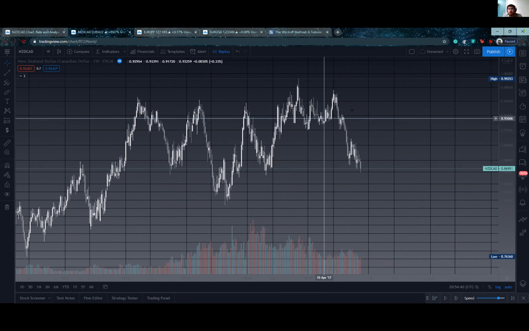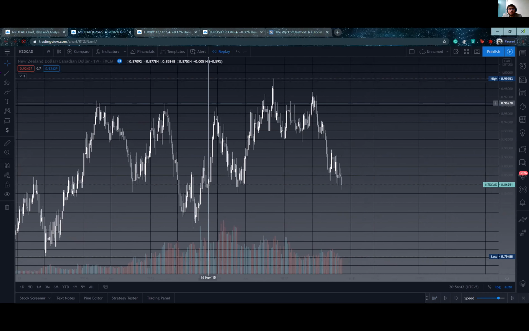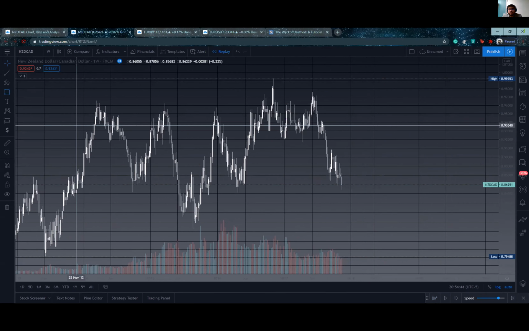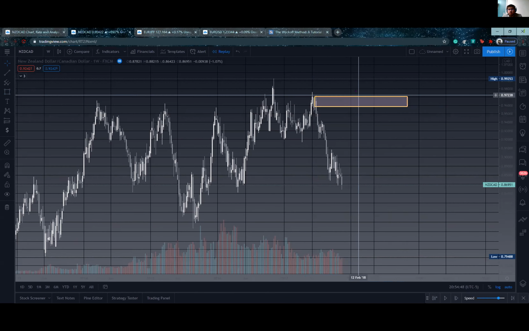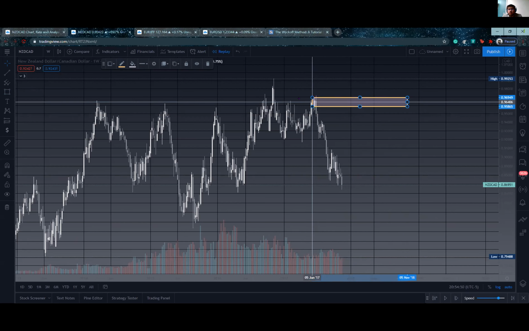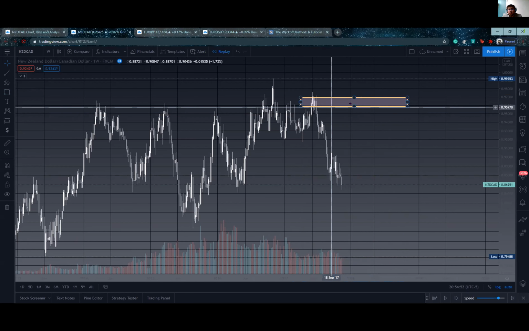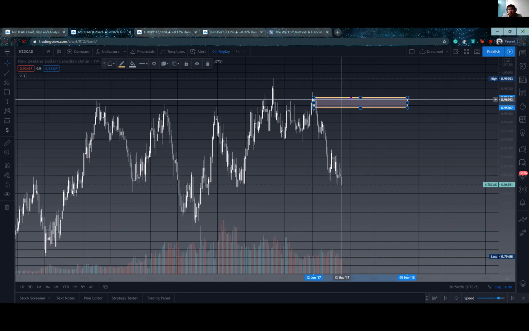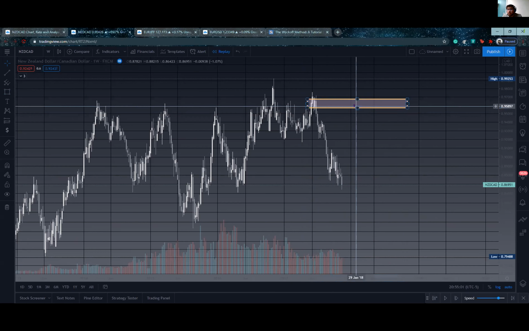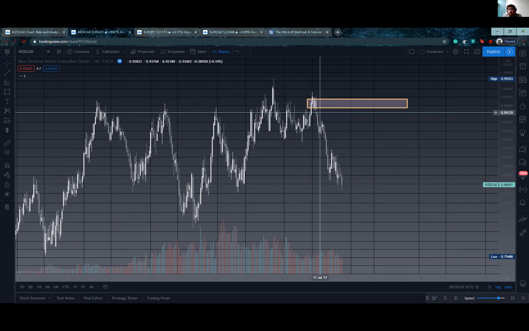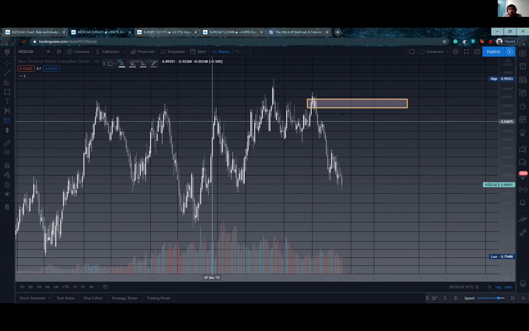Now, since we're going to be looking for an entry around that test, we're going to want to see around this area where the market is going to react. Why are we looking around this area? Here we have an order block, and this order block is basically going to be our target, because we're going to try to get into this trade around this order block.